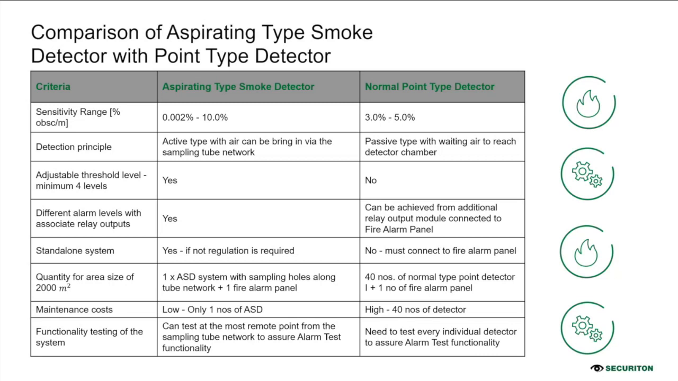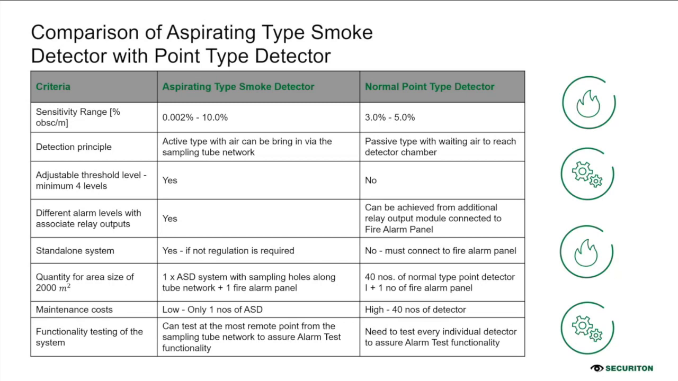As I said, with the airspeed, you need more smoke detectors as well. In terms of the maintenance, of course, it's going to be more costly and more time consuming as well. Okay, in terms of functionality test, it's easier to just test at one point or the last sampling hole from an ASD, whereas on the point type detector, you have to go to each and every detector to be tested.